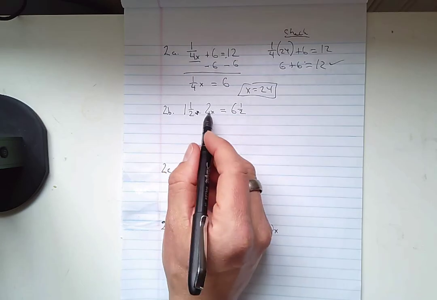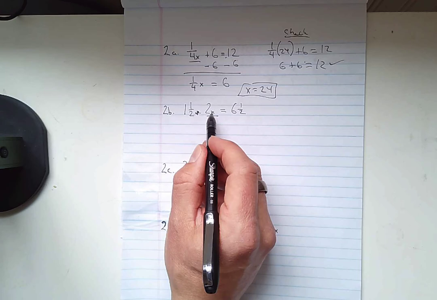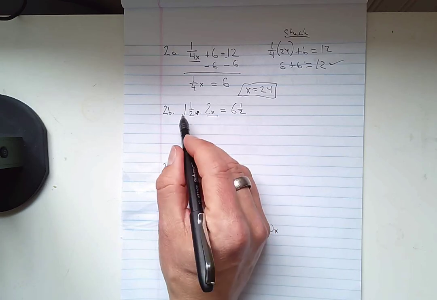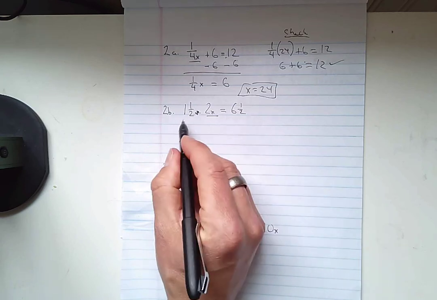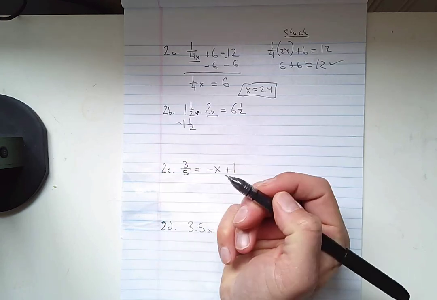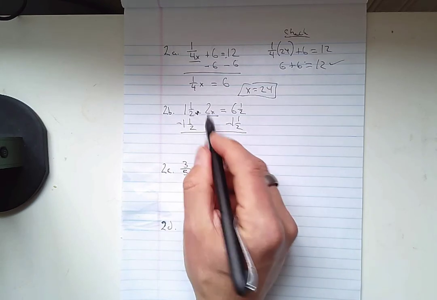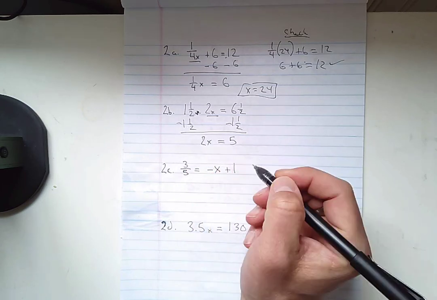In the next one, I have 1 1/2 plus 2x equals 6 1/2. So in this case, my x's are the second number in here. And I could reverse those for the commutative property, but I don't need to. So I really need to get rid of these numbers and get them to the other side because my x's are already there. So if I subtract 1 1/2, what I do to one side, I have to do to both. In this case, I'm just left with 2x because that's 0. And this side is 5.